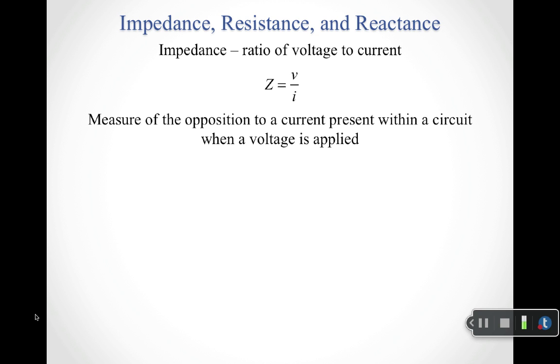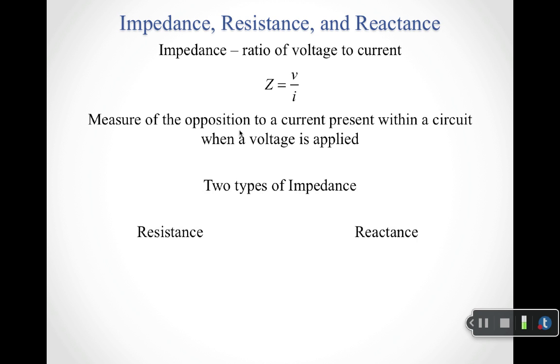So the first thing we really need to do is define what's known as the impedance. One way to talk about the impedance is that it's just the ratio of the voltage to the current. So when we talk about capital Z, that's the impedance. You take the voltage, divide by the current, and that's the impedance value. The more important idea about the impedance is that it's a measure of the opposition to the current present within a circuit. As your AC circuit drives current back and forth across your circuit elements, the impedance is effectively measuring what the opposition to that current is.